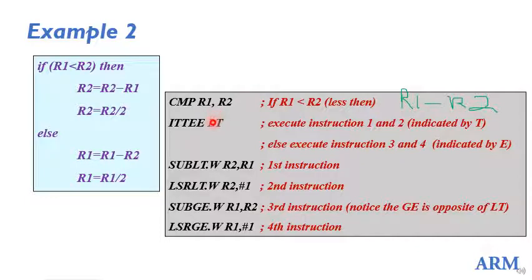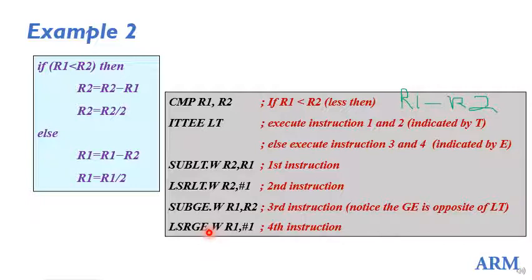Okay, so if it is less than, then instructions 1 and 2 have to be executed, otherwise instructions 3 and 4 have to be executed. So the first two instructions should be T, and should have the same condition as this, that is LT, and the next two instructions should have the condition opposite of LT, that is greater than or equal to, GE.